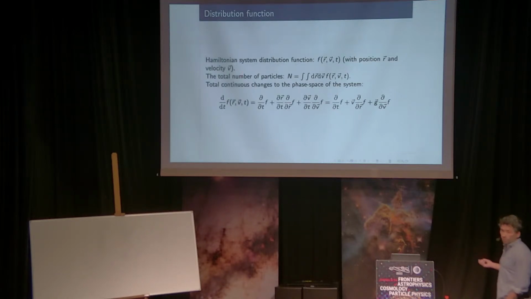So from first principles, let us start with a Hamiltonian system and a distribution function, which depends on positions, velocities (it could be momenta, but I have taken out the masses; at this moment you can assume all have equal masses), and time. The total number of particles will be the integral over all that phase space, okay? Nothing new to you. And the total continuous changes to the phase space of the system can be written in this way. This is poor math, not an equation really. It's not equal to anything yet.